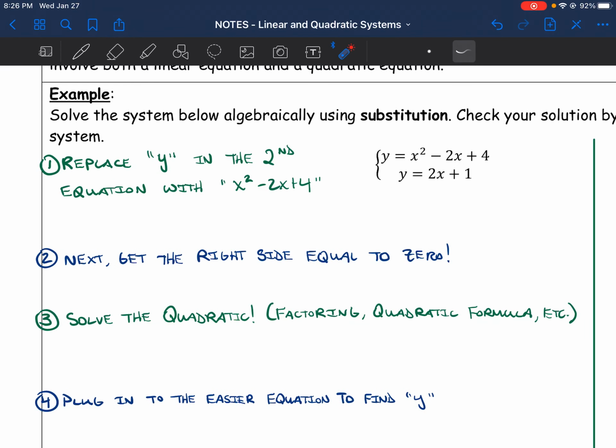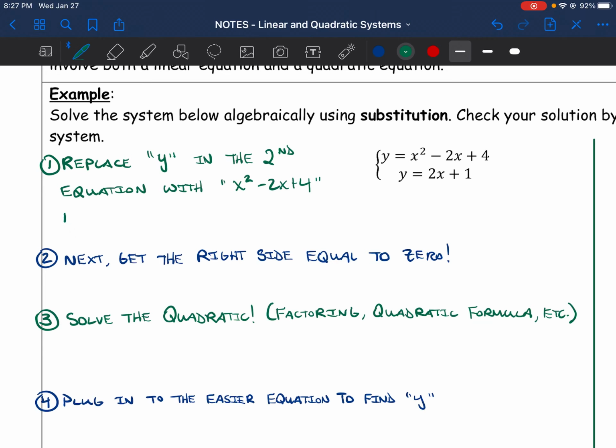Substitution, even though we now have a quadratic equation, is going to work pretty much the same. Notice that both of these equations have already been solved for y. So we know that y equals x squared minus 2x plus 4. We also know that y equals 2x plus 1. So what I'm going to do is replace the y in the second equation with x squared minus 2x plus 4. And this is what we would end up getting.